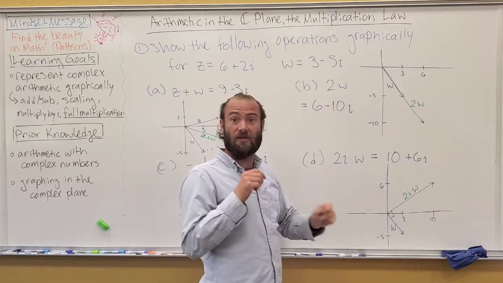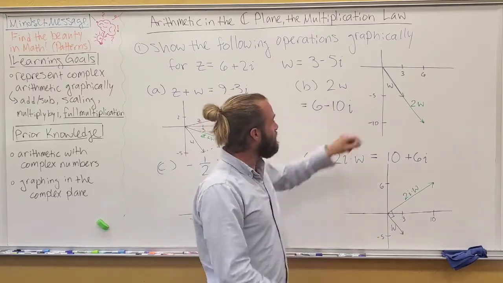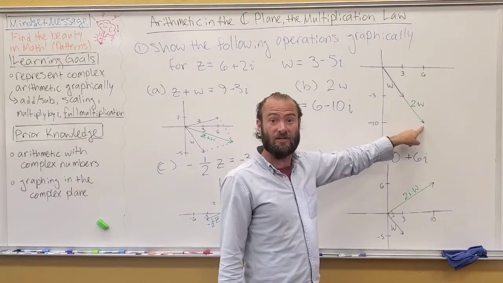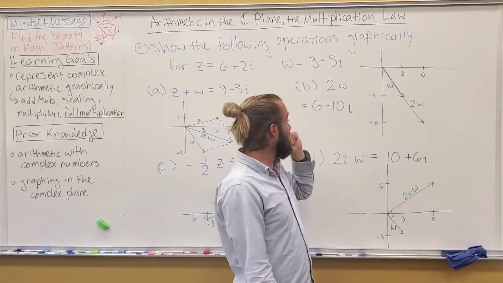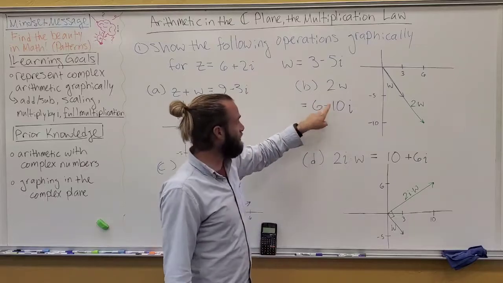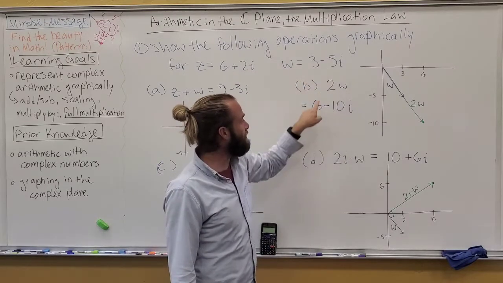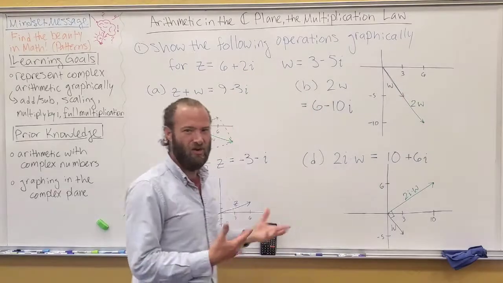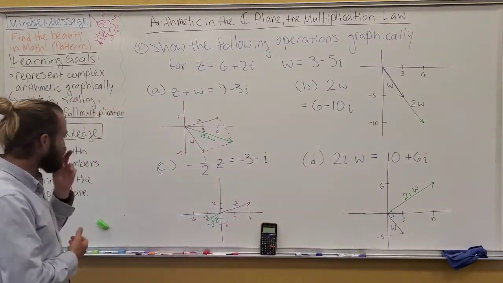It just becomes twice as long in the same direction, right? So if you graph w, then you know it's going to be twice as long in the same direction because we just scaled it by 2. And again, you can confirm that by doing the multiplication, and you can see 3 minus 5i becomes 6 minus 10i, and that matches our gut intuition about that.